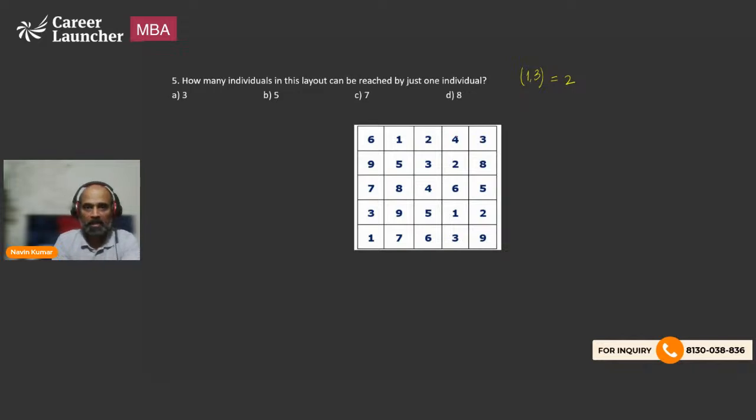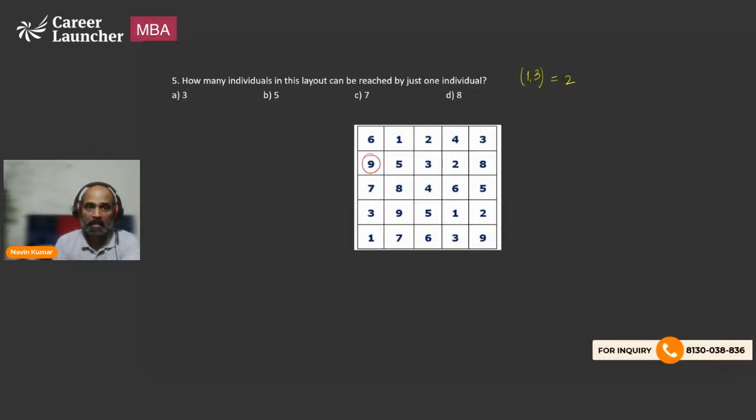Okay. Let's look at 4. This 4 can be reached by 2. It can be reached by 3. So obviously we should not count this. If you look at 3, this 3 cannot be reached by 4. This 3 cannot be reached by 8. So nobody reaches him.